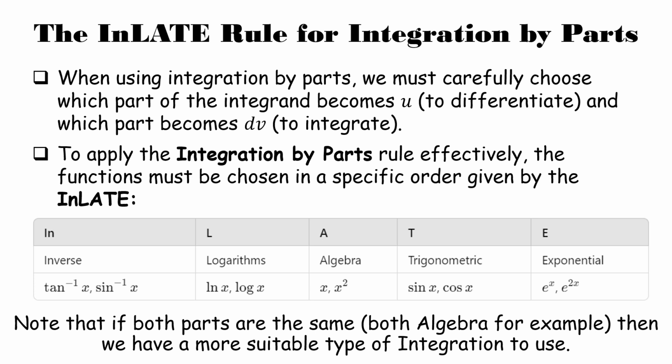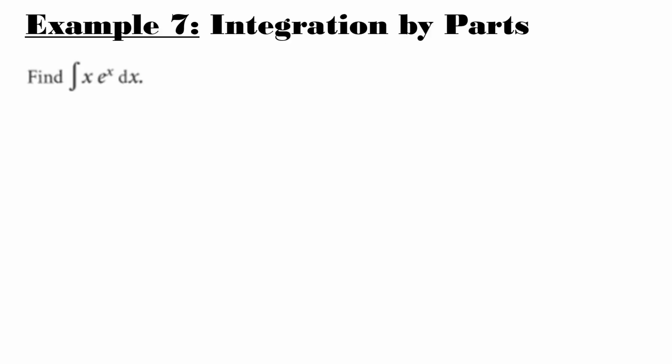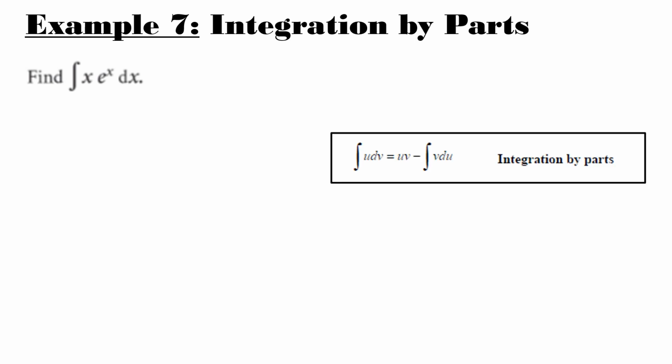You should have two different pieces. If you don't, consider other types of integration first. So example 7, it's going to be integration by parts. We can identify that as integration by parts because we have two things multiplied together. So we have x and then e to the power of x. So this is our formula.